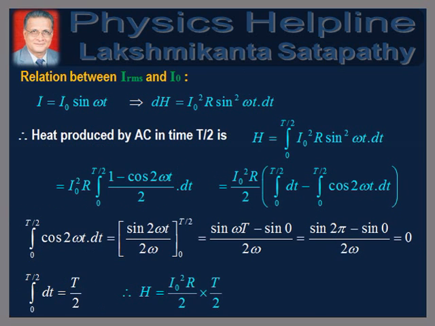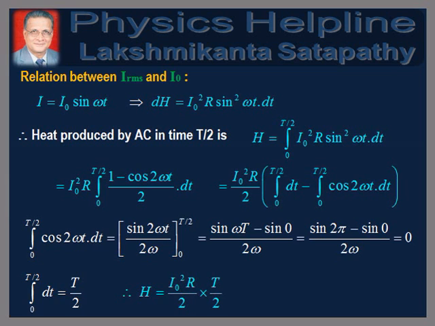Now the relation between RMS value and peak value of AC. Instantaneous current is I = I0 sin ωt. Therefore, heat produced in R in a small interval of time dt is dH = I²R dt, which is equal to I0² R sin²ωt dt. Therefore, heat produced in time T/2 is H = integral I0² R sin²ωt dt from 0 to T/2.